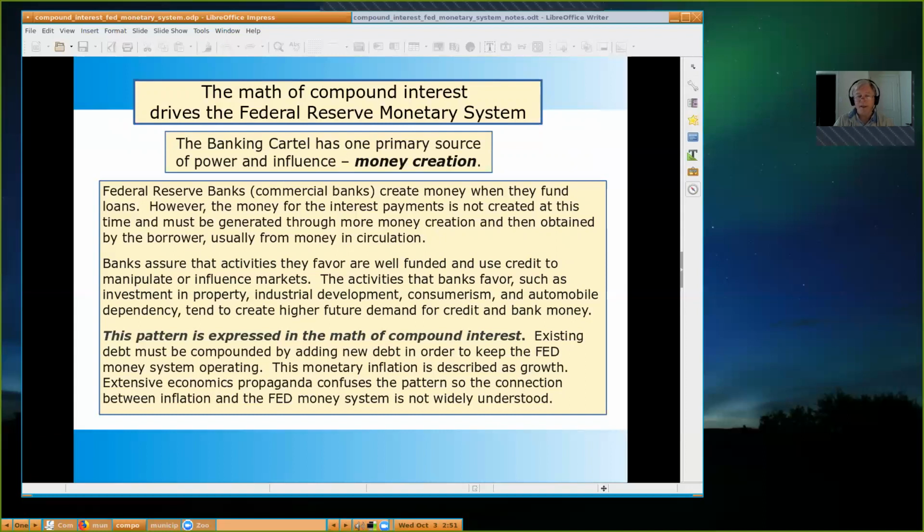So, and they also definitely support things that lead to a need for money. So, that's their power, money creation. If everybody needs their money, if everybody's always borrowing and needing more money, then that is the situation that's favorable to the banking cartel. Well, what happens, this works itself out as to follow a pattern of compound interest. And because the existing debt is always compounded, and in order to make everything work.